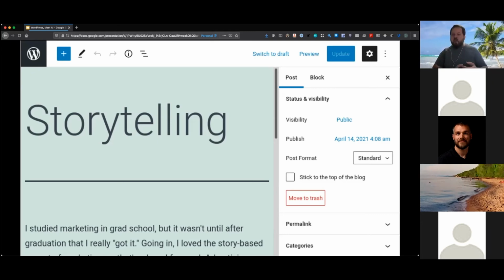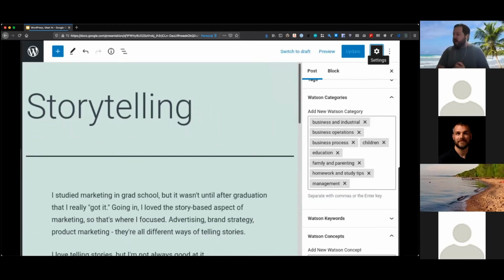tell you what it thinks the categories are, what it thinks the keywords are, if there are any entities. So if you started talking about Apple, Microsoft, Google, it will tell you what those different entities are, and you can tag the post accordingly. For example, after I threw this article at IBM Watson, it came back and told me you have business and industrial, business operations, children, education, homework and study tips, management. There are quite a few categories that this actually threw back at me.